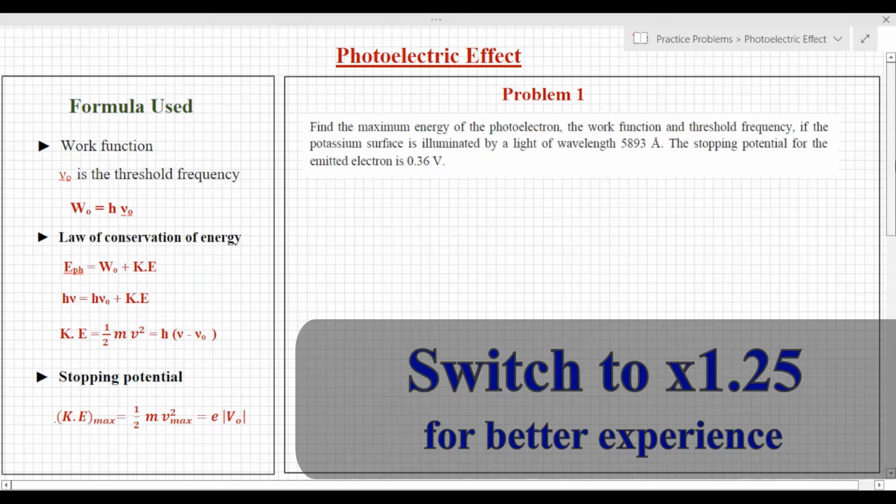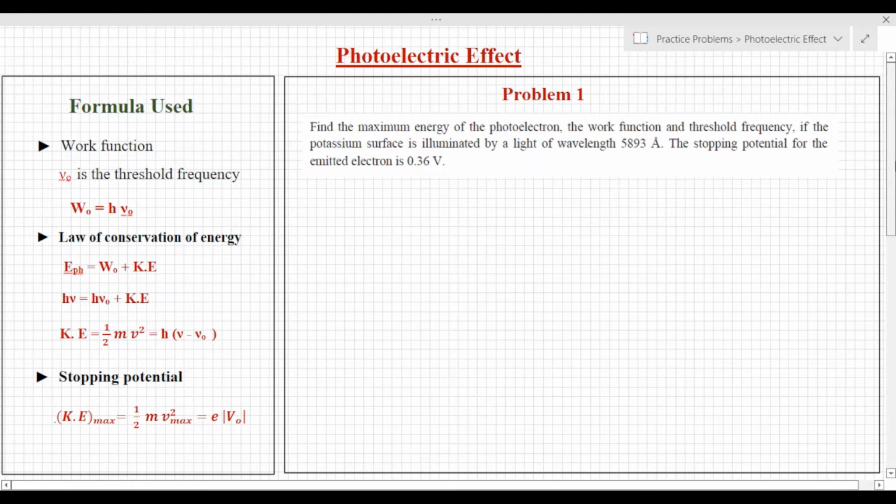Hello students. In this video we are going to solve some problems on the photoelectric effect. As we know, the photoelectric effect has been explained by Einstein on the basis of Planck's hypothesis, and Einstein has described a few terms in the photoelectric effect. As you can see on your screens, the first thing is the work function. So what is work function?